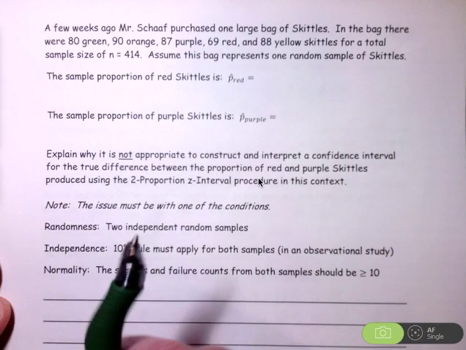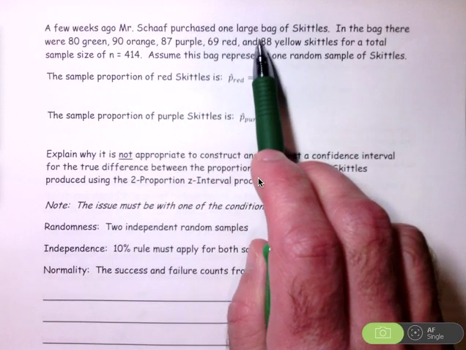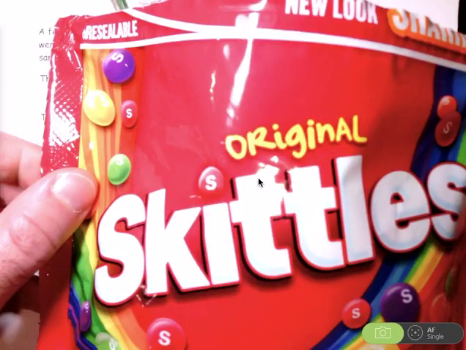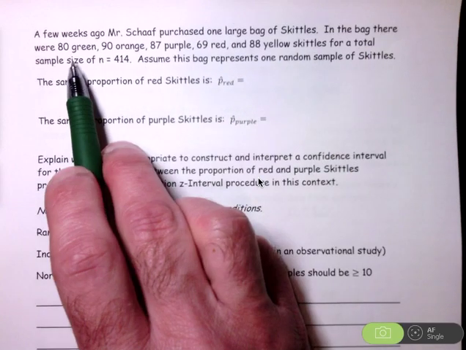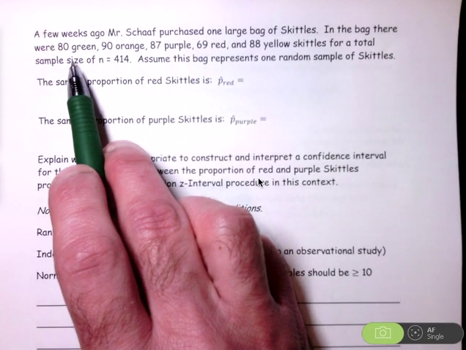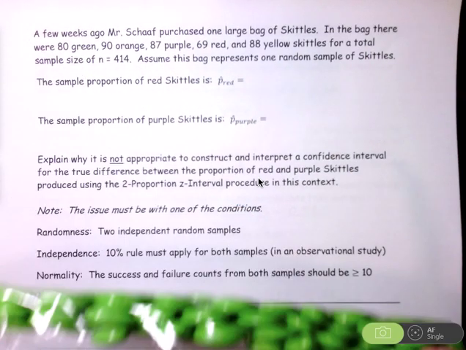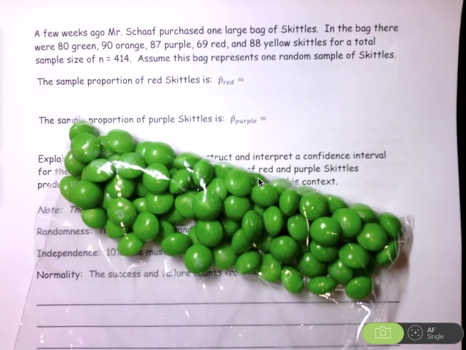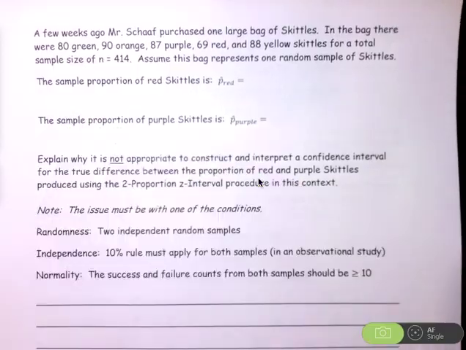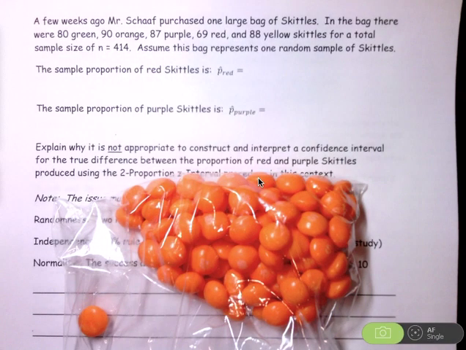Guys, a few weeks ago, I purchased a large bag of Skittles. Here it is. And in the bag, there were 80 green Skittles. I actually kept them. 90 orange Skittles. I'm doing this just to entertain you.